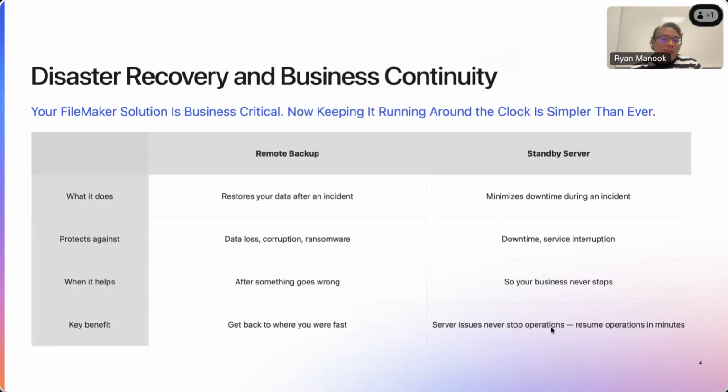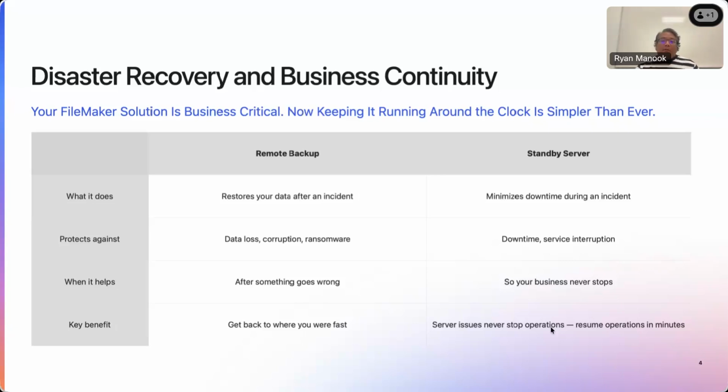Remote backup and standby server, each one built for a different reliability problem. Remote backup is about data recovery. It allows you to automatically create backups to cloud storage. So if something happens to your local environment, which means your local databases, even your local backups, your data will now be safe off-site, and you can get back to where you were fast. And if you're wondering about cloud security, if you enable FileMaker's encryption at rest on your individual FileMaker files, you can achieve end-to-end encryption with remote backup.